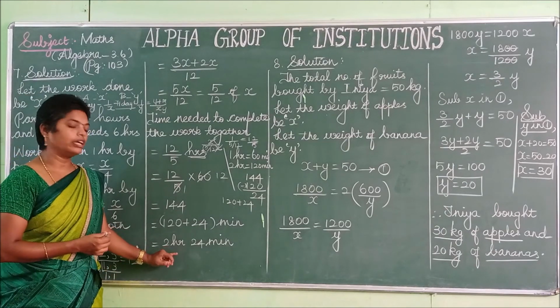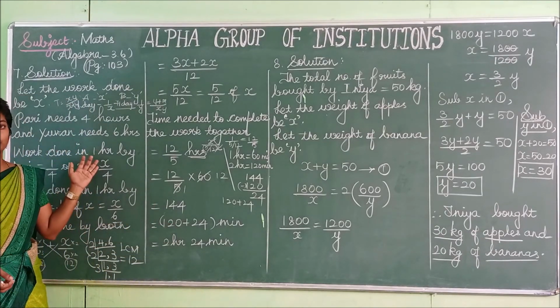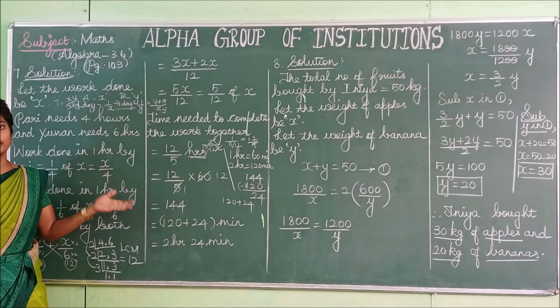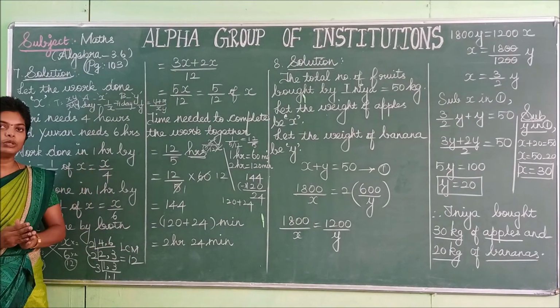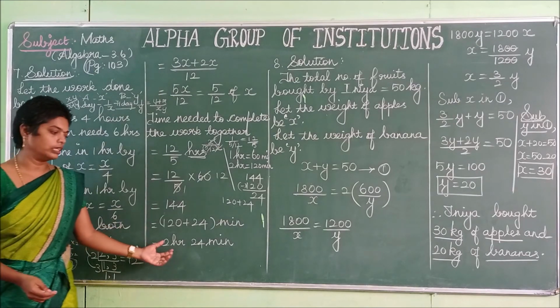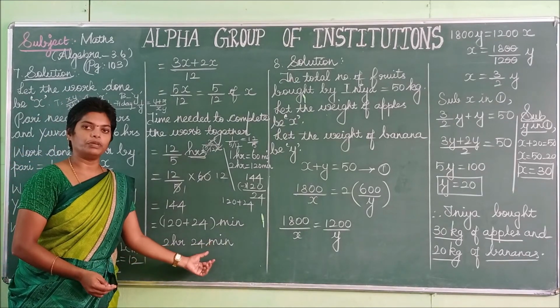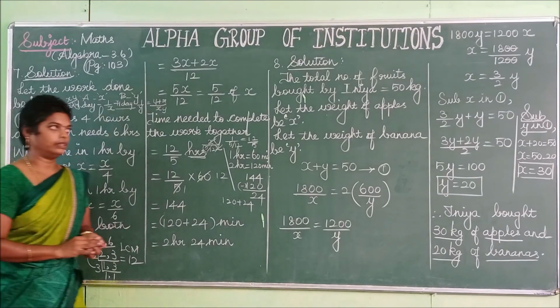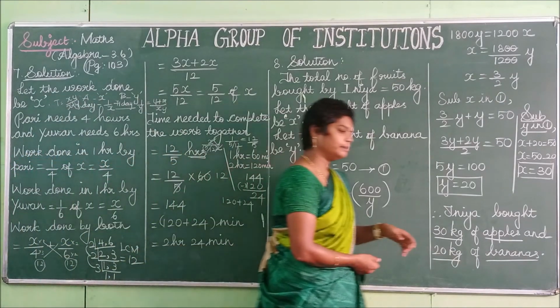So the time required: Pari takes 4 hours to complete the work and Yuvan takes 6 hours to complete the work. But when they are working together, they can complete the same work in 2 hours 24 minutes. So this is your 7th problem. Now move on to the 8th problem. Listen to the 8th problem.